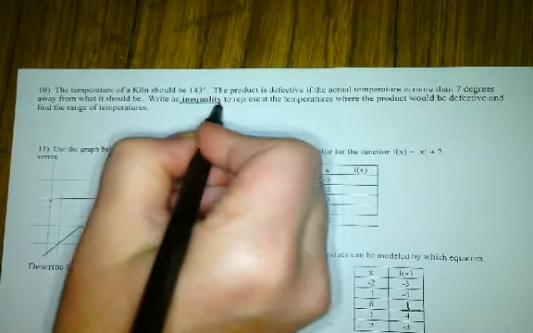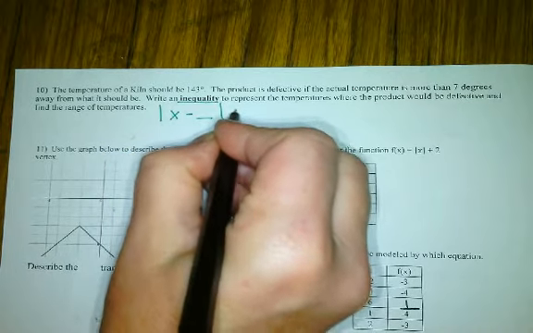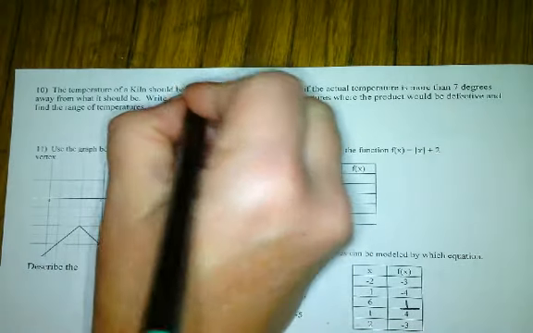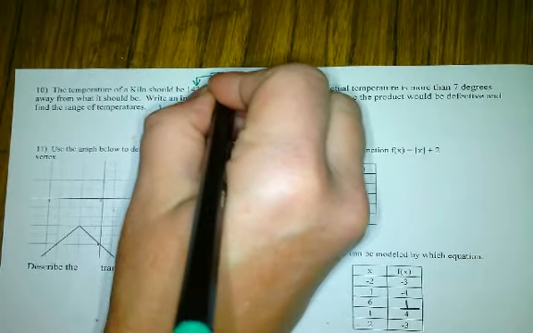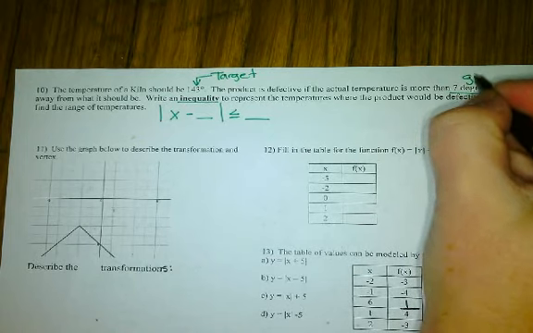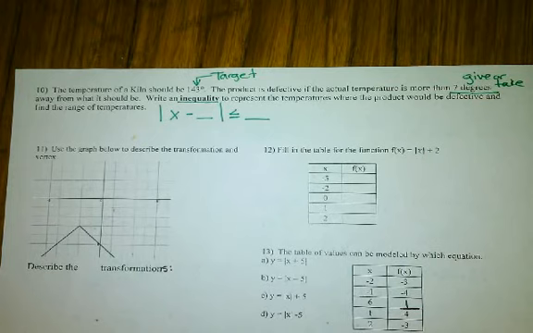Alright, this one here, they want you to do an inequality. So remember, it's the exact same idea. X minus a number. This time, though, you got to use less than or equal to a number. So it's the same thing with the target, the give or take, all the same thing. The temperature of a kiln should be 143 degrees. So again, that is your target. The product is defective if the actual temperature is more than 7 degrees away from what it should be. So that's my give or take. Write an inequality to represent the temperatures where the product would be defective and find the range of the temperatures.